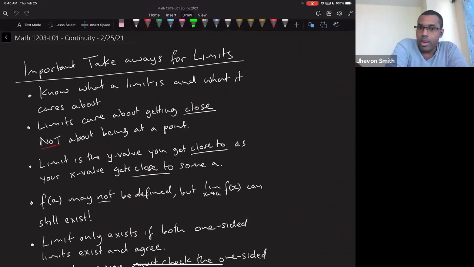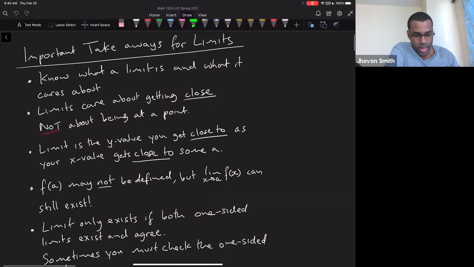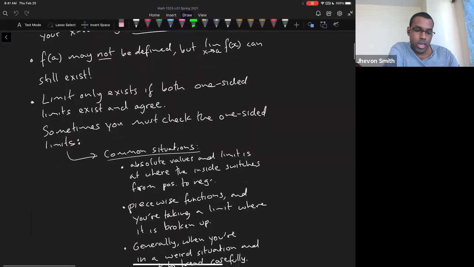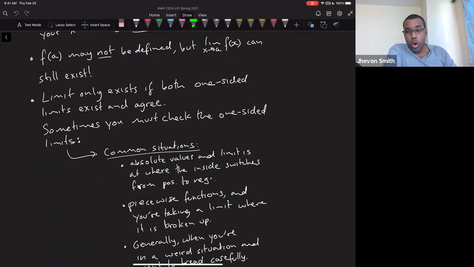So remember, know what a limit is and what it cares about. A limit doesn't care about being at a certain point. It cares about getting close to a certain point. So never mix that up. Limits are like the y values that you're approaching when your x value is approaching something. So with limits you're basically tracking the y values, and it's all about proximity, about getting close. It doesn't matter whether you get to the point or not. That should be clear. Your function might not be defined at the point. The limit doesn't care. A limit will exist if both the one-sided limits exist and agree.